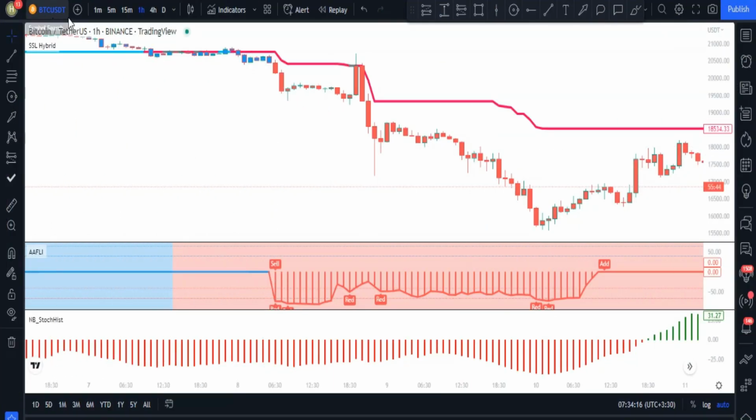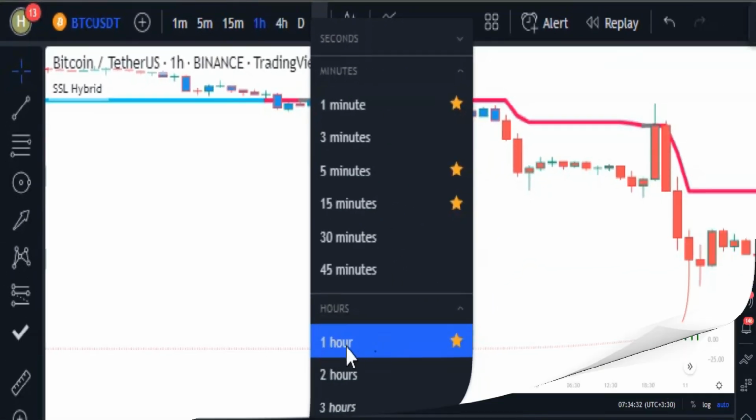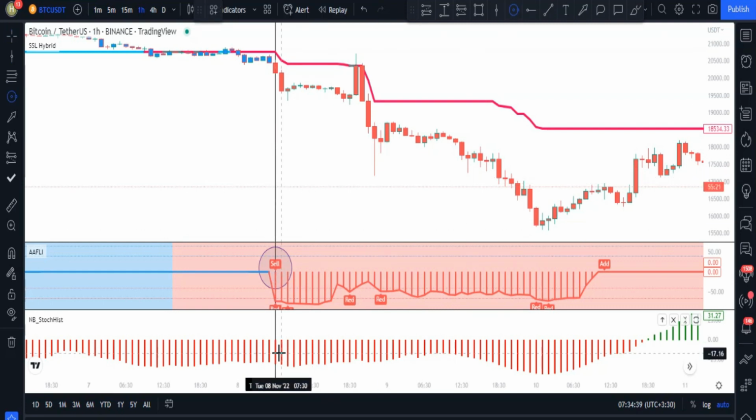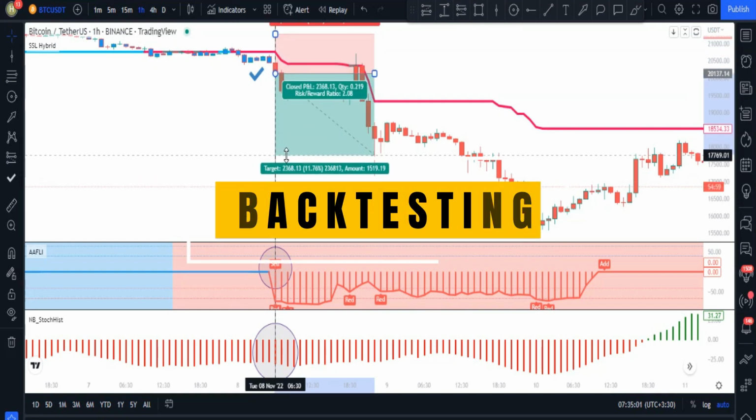Now let's check out how this strategy works on the crypto market. This is the Bitcoin 1 hour time frame, and there's a sell signal here and all the conditions are met and this sell signal is valid. So now I hope you know the strategy very well. Therefore, let's do our back testing.